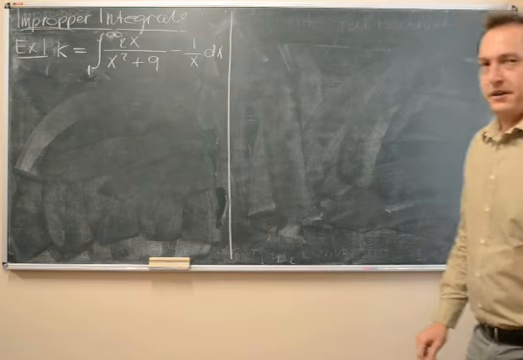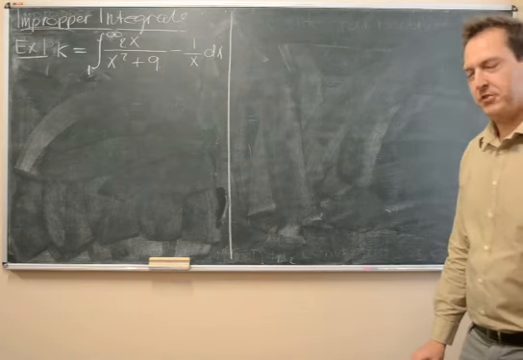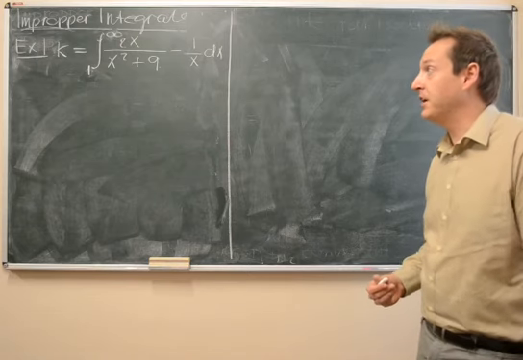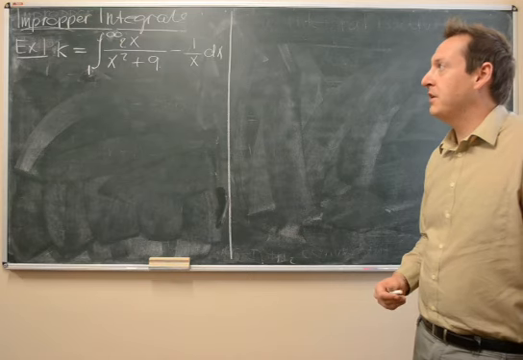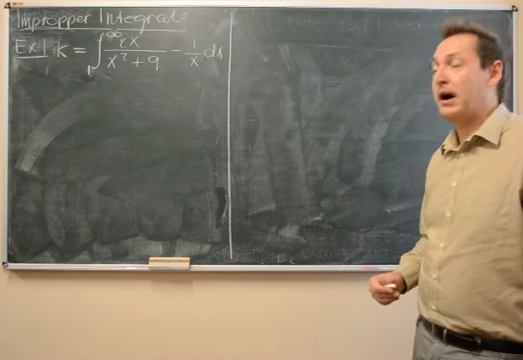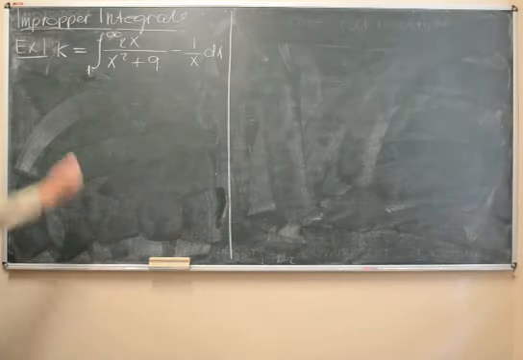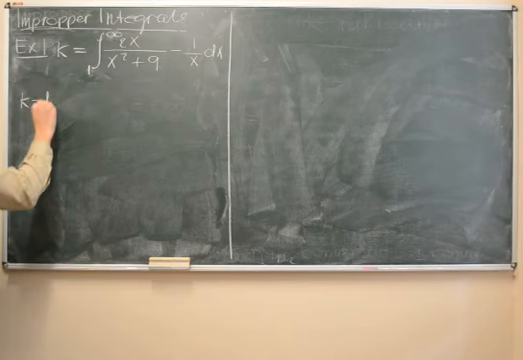Right, so let's look at another example of calculating an improper integral. In this case, the integral we're looking at is the improper integral from 1 to infinity of 2x over x squared plus 9 minus 1 over x. Remember, the first step is to express your improper integral as a limit.